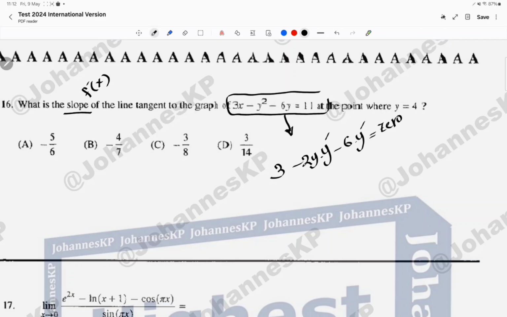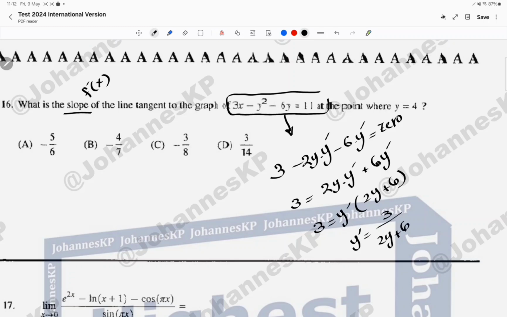So we're going to have, let's just put the y prime on one side. So 3 is equal to 2y times y prime plus 6y prime. You should now isolate the y prime, factor out the y prime. 2y plus 6. So y prime is equal to 3 over 2y plus 6. Very good. Now what? We can now plug in the y of 4. So 3 over 2 times 4, 8 plus 6, 3 over 14. Very good.